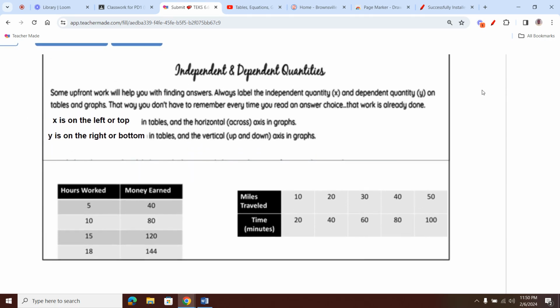Let me see what the notes are saying. So it's important that you always label who's independent, which is x, and who's dependent, which is y, on the tables and graphs. That way you don't have to remember every time you read an answer choice. Okay, the work is already done. So x is always on the left side or on the top.